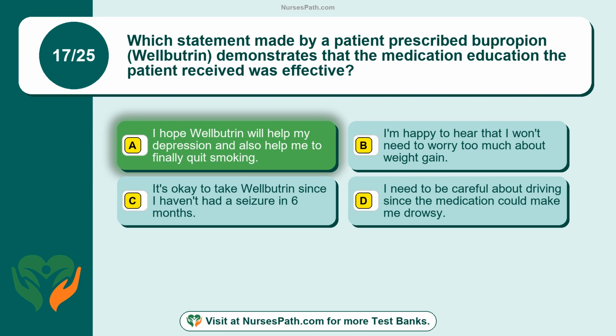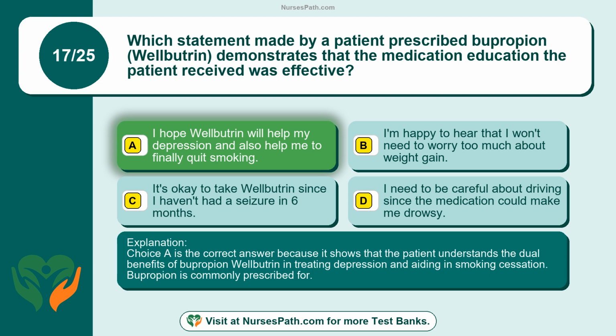The correct answer is option A. "I hope Wellbutrin will help my depression and also help me to finally quit smoking." Choice A is the correct answer because it shows that the patient understands the dual benefits of bupropion, Wellbutrin, in treating depression and aiding in smoking cessation. Bupropion is commonly prescribed for.